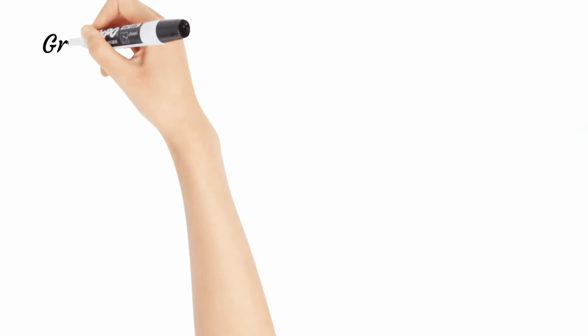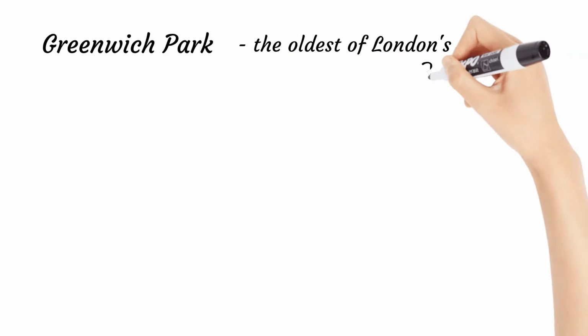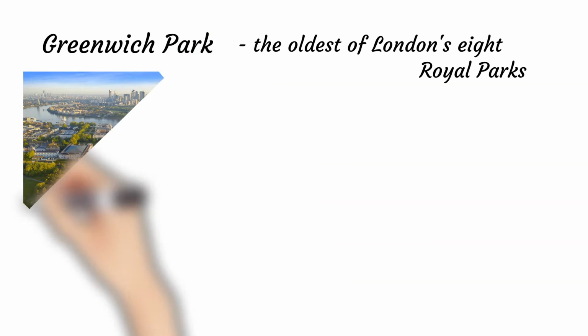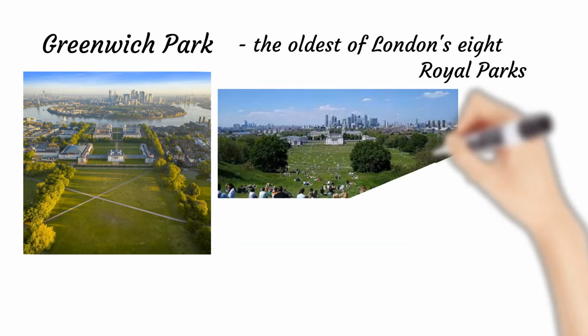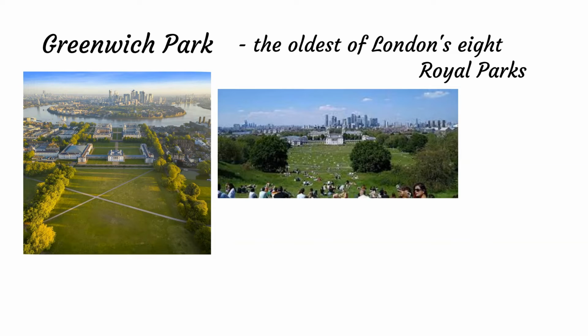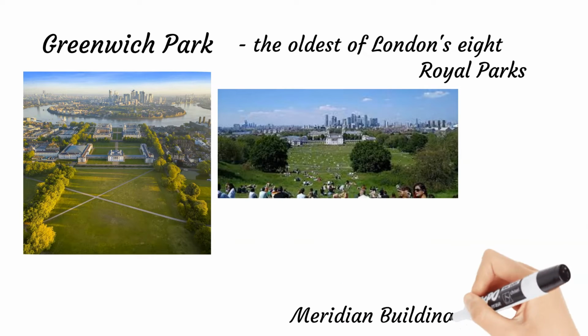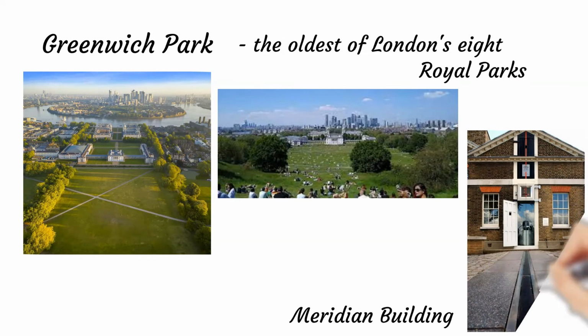Greenwich Park, dating from the 15th century and the oldest of London's 8 royal parks, is filled with beautiful gardens and walking paths, and here you'll find the Prime Meridian line, marked by a steel rod in the floor of the Meridian building. This is the zero meridian of longitude, dividing the world into eastern and western halves. You can stand with one foot in each hemisphere.